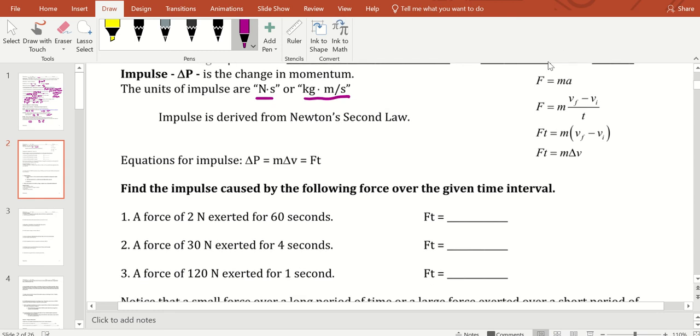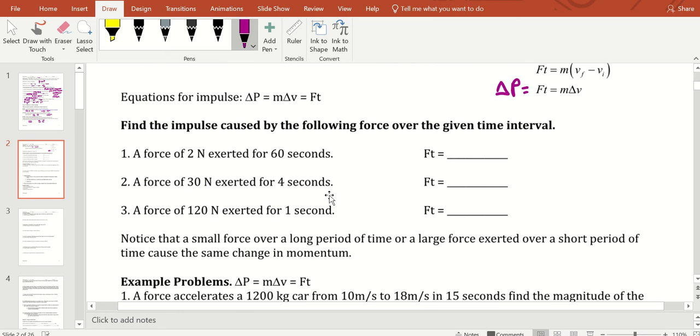So, as you can see from the second law, we end up with the following expression. If we start with the second law, we substitute in the definition of acceleration, multiply both sides by time, and we end up with this. Force times time is equal to mass times change in velocity. Both of those expressions, force times time and mass times change in velocity, are equal to impulse, the change in momentum. Let's go ahead and take a look at the following examples of impulse.